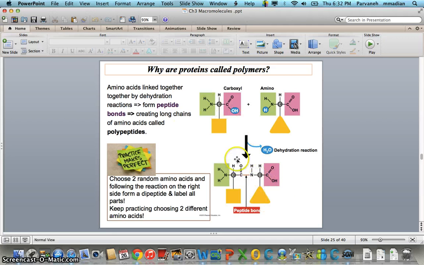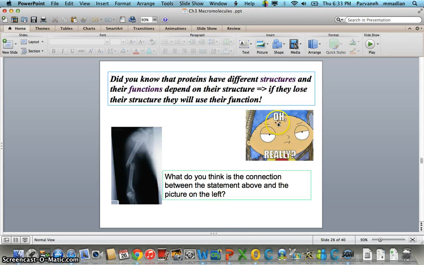But again, you have to remember 2 amino acids through the dehydration reaction can form a dipeptide, 2 of these amino acids, and they're connected through the peptide bond. Another thing you have to remember is that the OH is taken from the carboxyl group and the H is taken from the amino group. Okay, so proteins are very important in the structure and functions of our body.